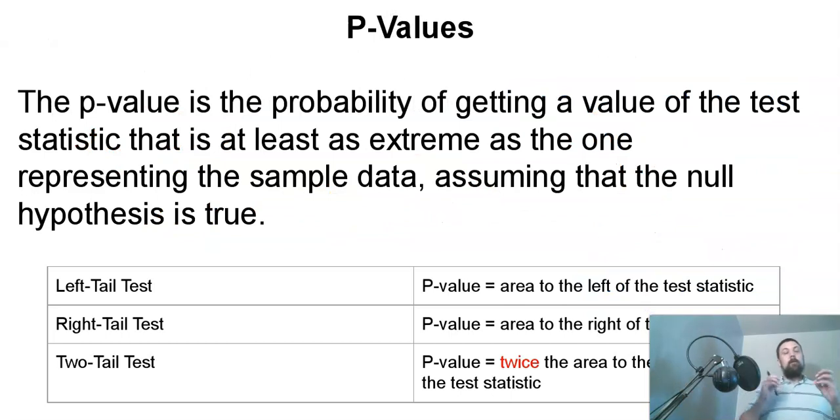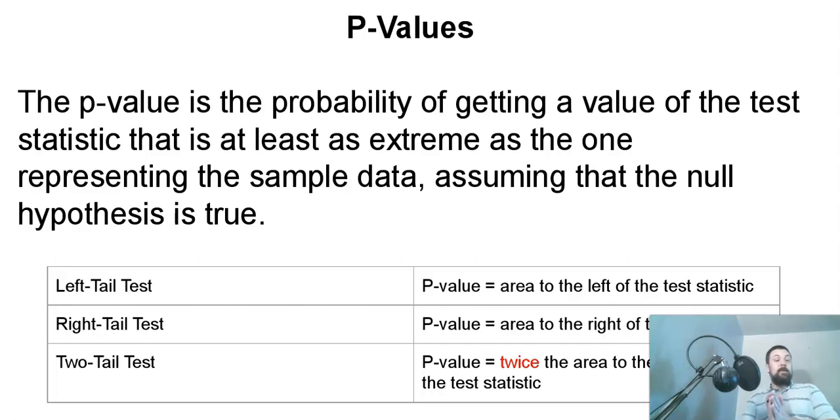Okay, so the other method of deciding whether you should reject or fail to reject the null hypothesis is to use p-values. The p-value is the probability of getting a value of the test statistic that is at least as extreme as the one representing the data value, assuming that the null hypothesis is true. Now with the p-value, what you're going to do is take your test statistic, find the area corresponding to that test statistic, and the direction you want to find the area in depends on whether it's a left tail, right tail, or a two-tail test.